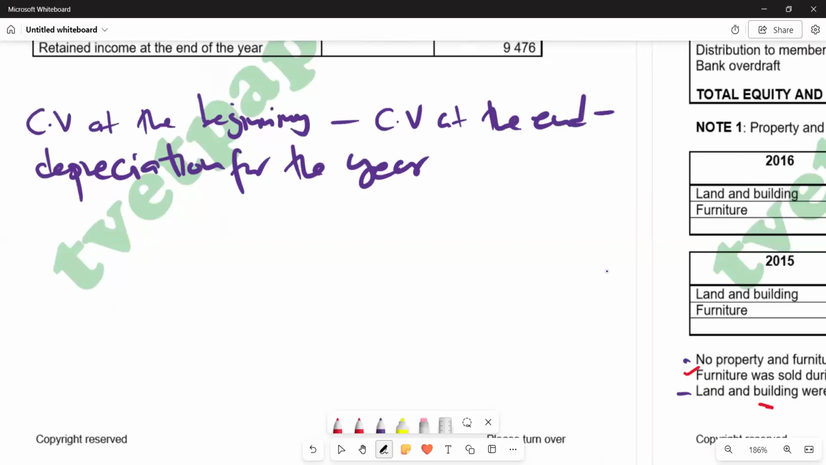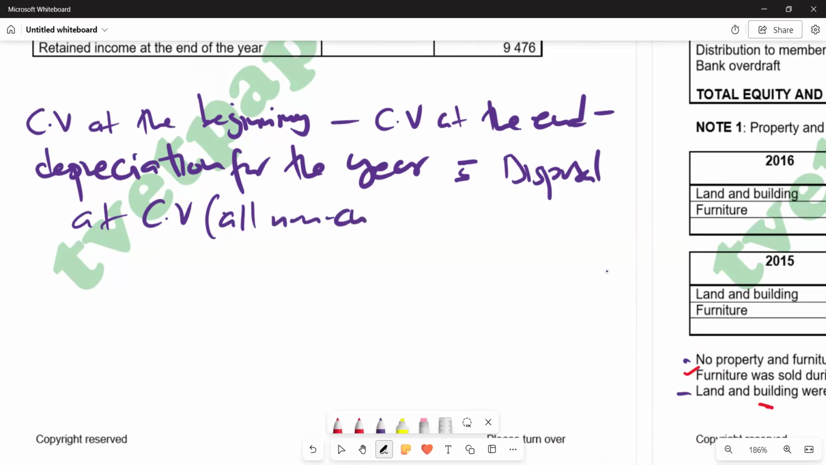Right. So when you do this, the figure that we are going to get is equal to the disposal at carrying value of all the non-current assets that we have in the question. So basically, we are saying carrying value at the beginning.